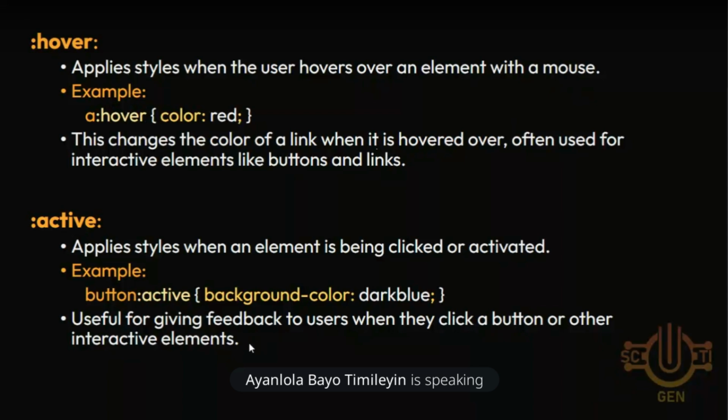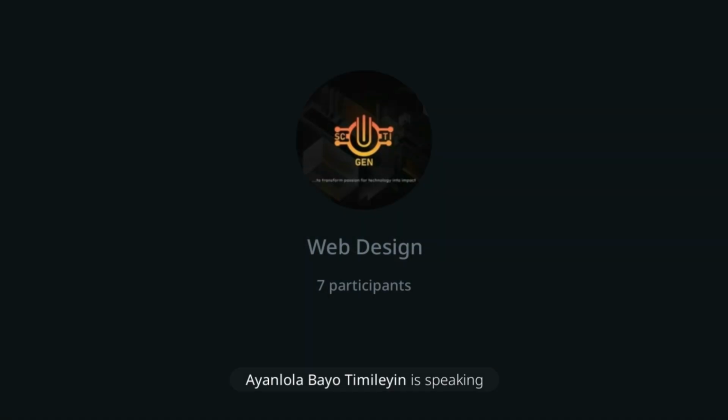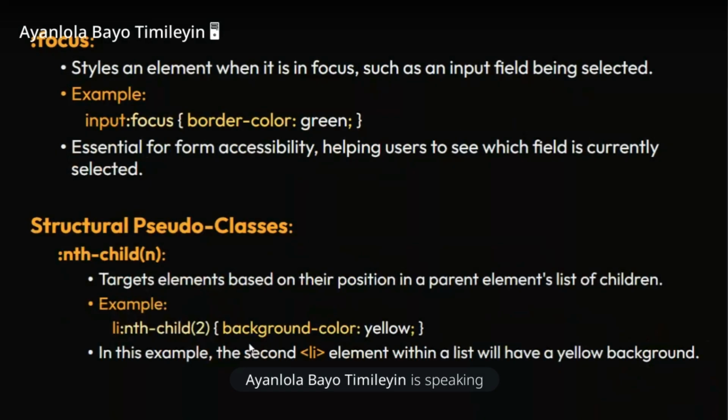So when you click, for instance, a button, you may likely want to change the state of that element. So we have focus, which styles an element when it is in focus, such as an input field being selected. So essential for form accessibility, helping users to see which field is currently selected.